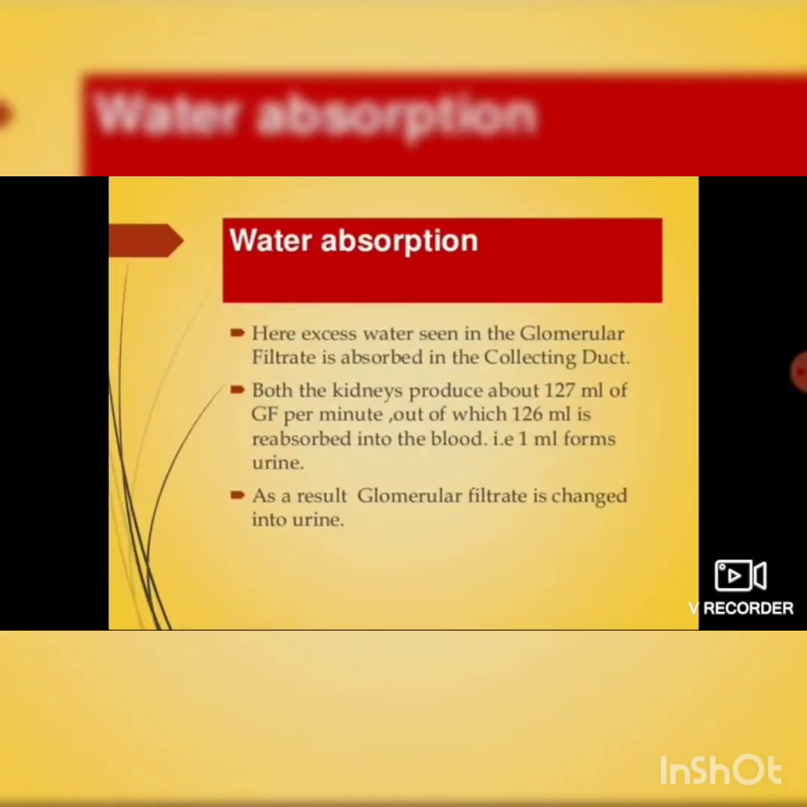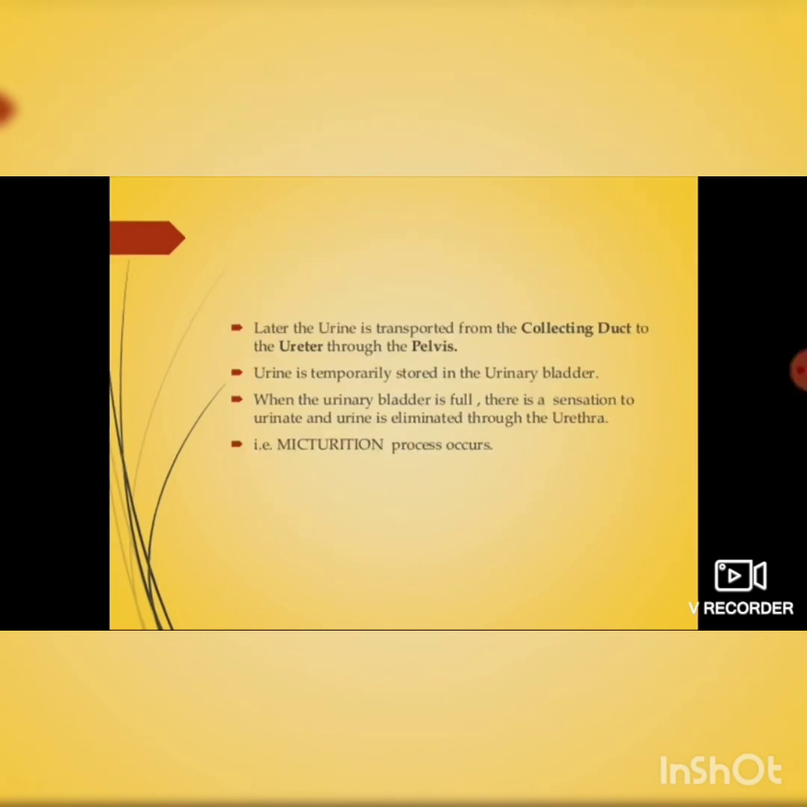And in water absorption, the excess water in the glomerular filtrate is absorbed in the collecting duct. Both kidneys produce about 127 ml of glomerular filtrate per minute, out of which 126 ml is reabsorbed into the blood, that is 1 ml becomes urine, and as a result the glomerular filtrate is changed into urine. Later the urine is transported from the collecting duct to the ureter through the pelvis, and is temporarily stored in the urinary bladder. When the urinary bladder is full, there is a sensation to urinate, and urine is eliminated through the urethra, and that is the micturition process.